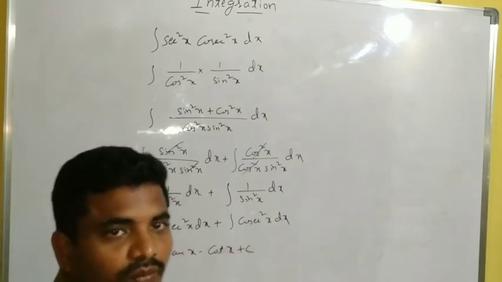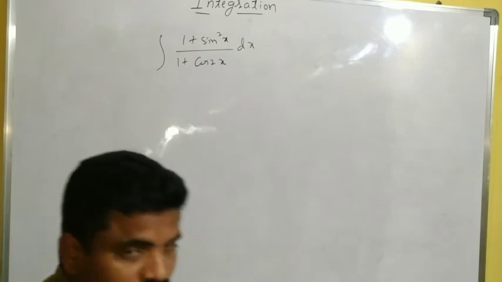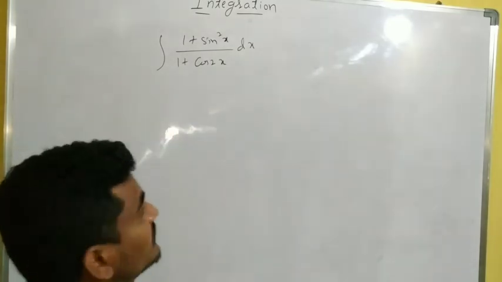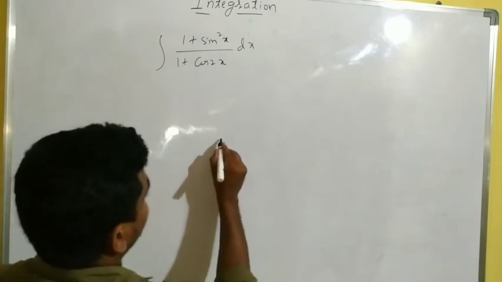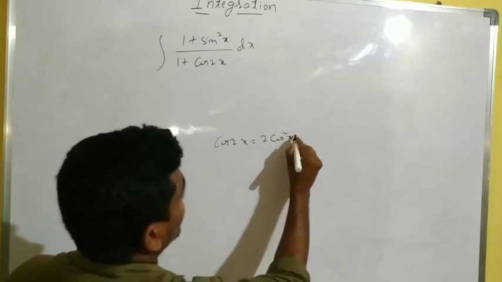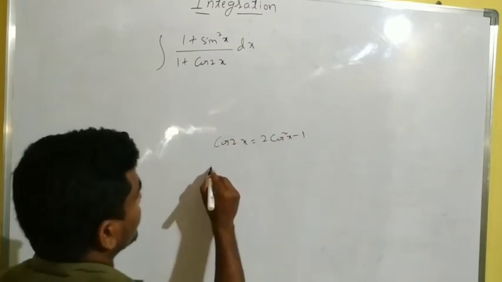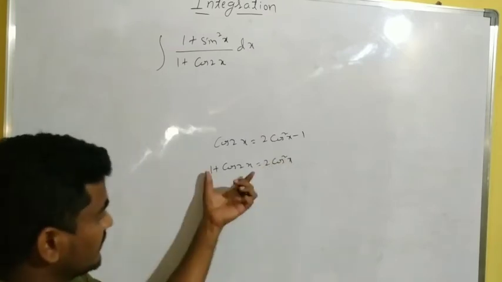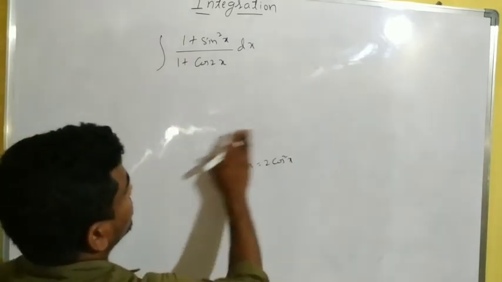This is one of the important questions from this concept. Okay, next question, also important. Integration of 1 plus sin square x by 1 plus cos 2x dx. So we have to convert this first. First of all we have to know that cos 2x equals 2 cos square x minus 1. This is the formula. With the help of this formula, when you take minus 1 to the left side, 1 plus cos 2x equals 2 cos square x. I am writing that here.